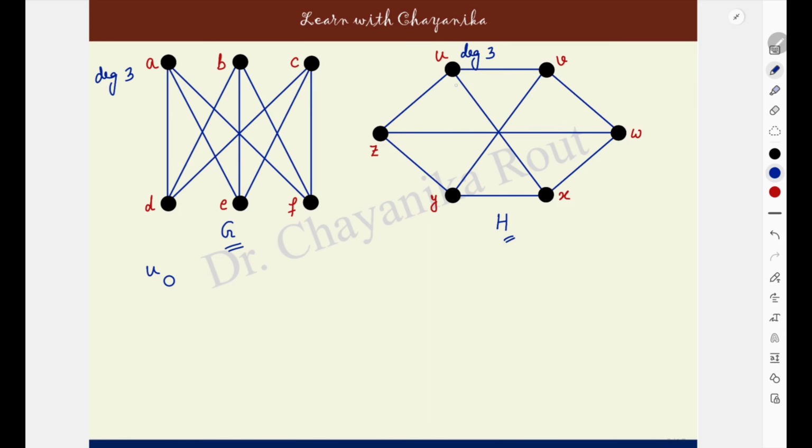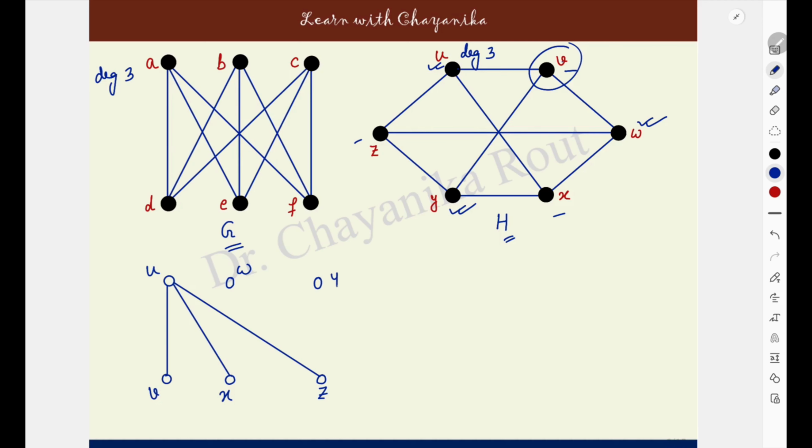So U is here. Now U is adjacent to the vertices V, X and Z. So I will make U adjacent to 3 vertices, one here. Maintaining the structure of the graph G, I will draw the adjacencies. So U is adjacent to V, it is adjacent to X and it is adjacent to Z. Next, come to the vertex V. So V is adjacent to W, Y and U. So V here already is adjacent to U. It should be adjacent to W and Y. So I draw the vertices W and Y here, so that it matches the structure of the graph G.